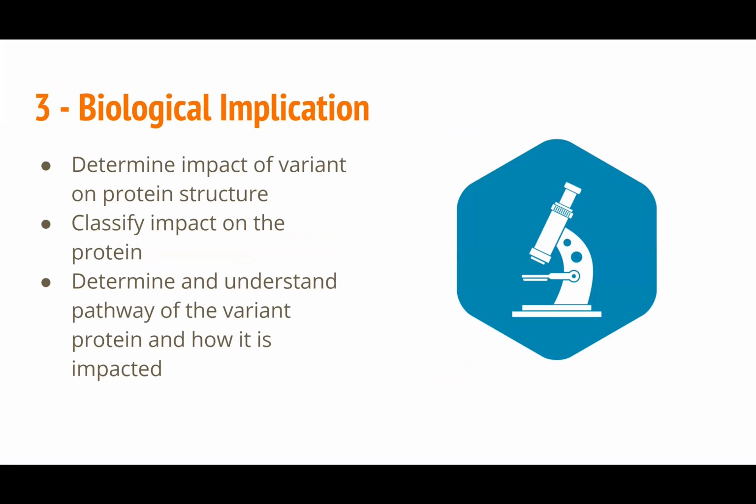So first, we determine the impact of the variant on the protein structure, and we do this using research and literature and databases such as ClinVar, UniProt, and Varsome. Next, we classify the impact on the protein, which can be something like a loss of function, a gain of function, a change of function, or a truncation of the protein. And lastly, we determine and understand the pathway of the variant protein and how it's impacted.